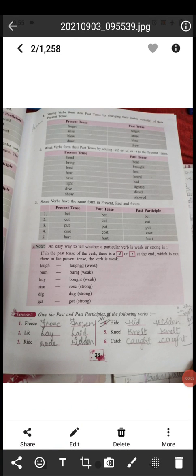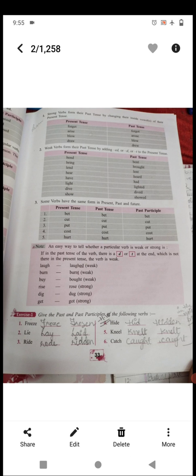Today we are going to start with the exercise. Give the past and past participle of the following verbs. You have to give the past and past participle form of these verbs. Like freeze, the past form will be froze and past participle will be frozen. Lie, lay is the past and past participle is laid.